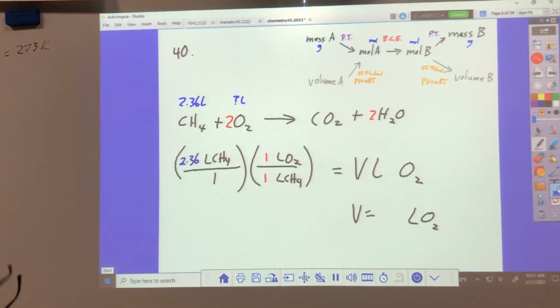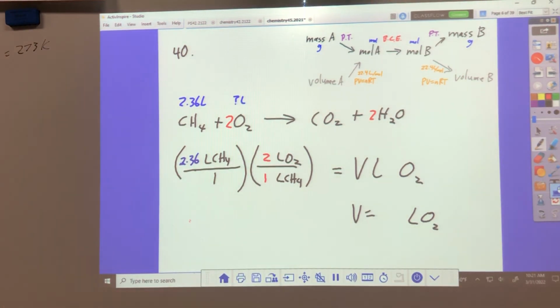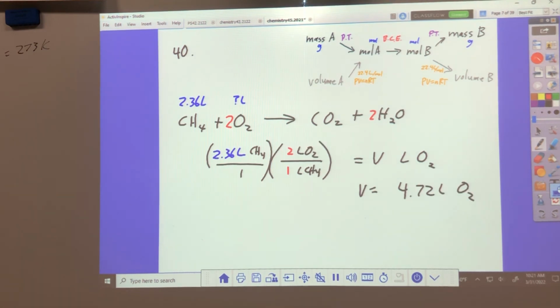Okay, and oops, I have a mistake on the oxygen up here. This is supposed to be a 2. And that just doubles everything, so I think it should be 4.72 liters. Yep. Okay, the rest of them will work on another video. I don't know if I fit it all in.